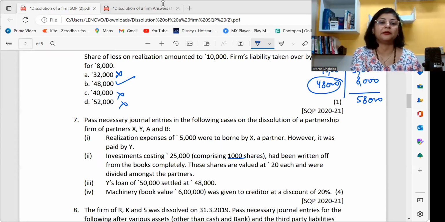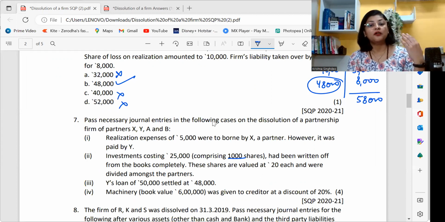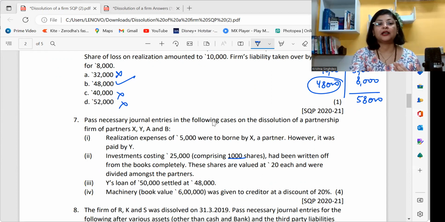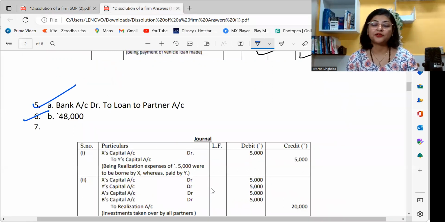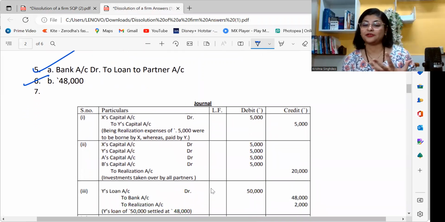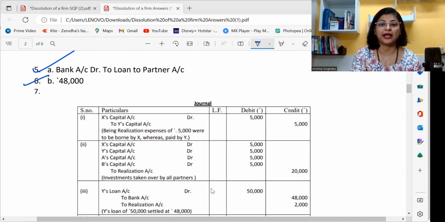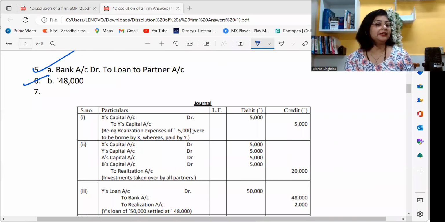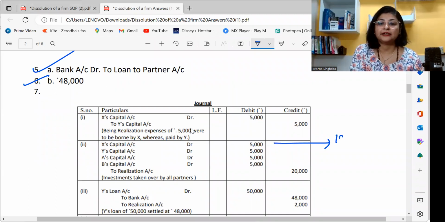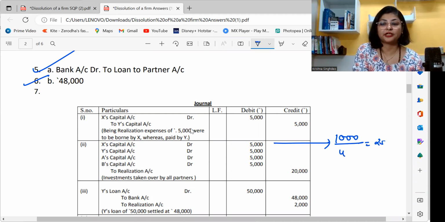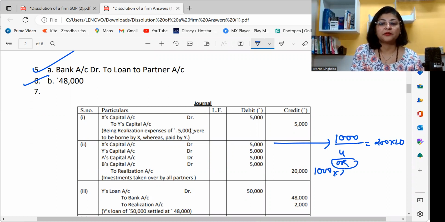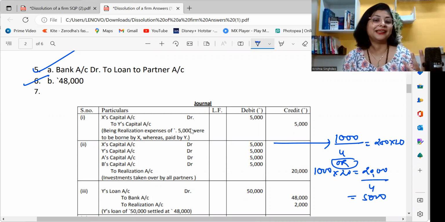So 250 multiplied by 20, like this we can do, or what we can do, 1,000 multiplied by 20 altogether. We will get 20,000 rupees, and that can be divided into 4 equal parts. So then also our answer is going to come to 5,000 each. Earlier, 250 each multiplied by 20 is going to come 5,000, or it can be this way also. So how did we get this amount? Either it is 1,000 divided by 4, 250 multiplied by 20, or altogether 1,000 multiplied by 20, 20,000 divided by 4, so 5,000 each partner. Either way, it can be solved.